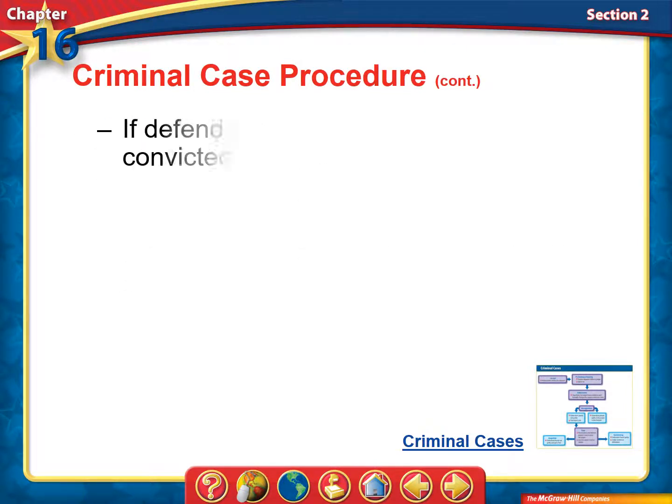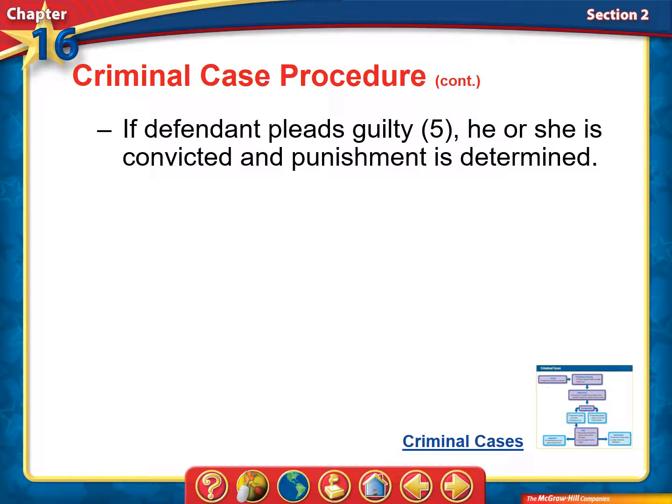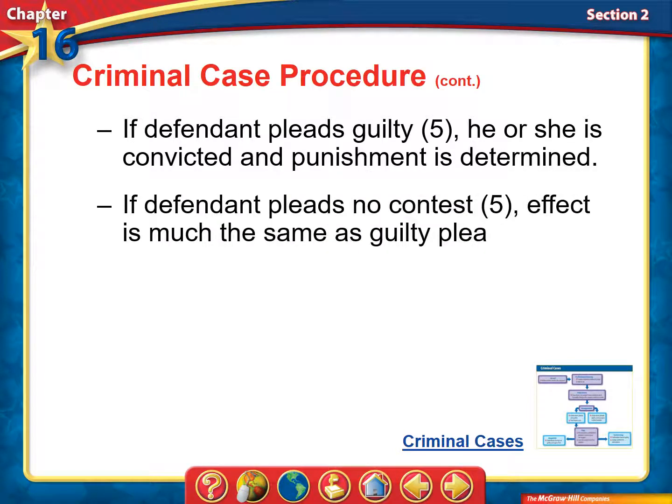Now, if a defendant pleads guilty, and this may be part of a plea bargaining agreement, they're convicted, the punishment is determined, case closed. And if they plead no contest, it's basically the same as a guilty.